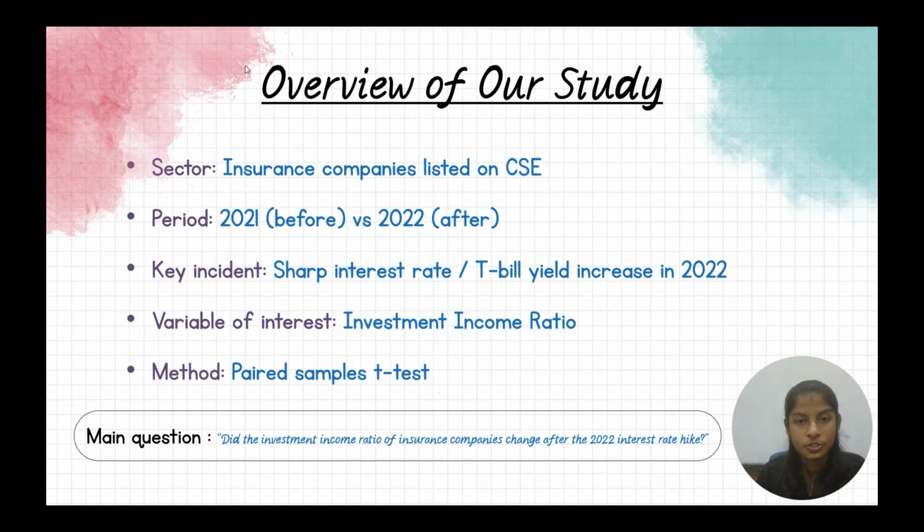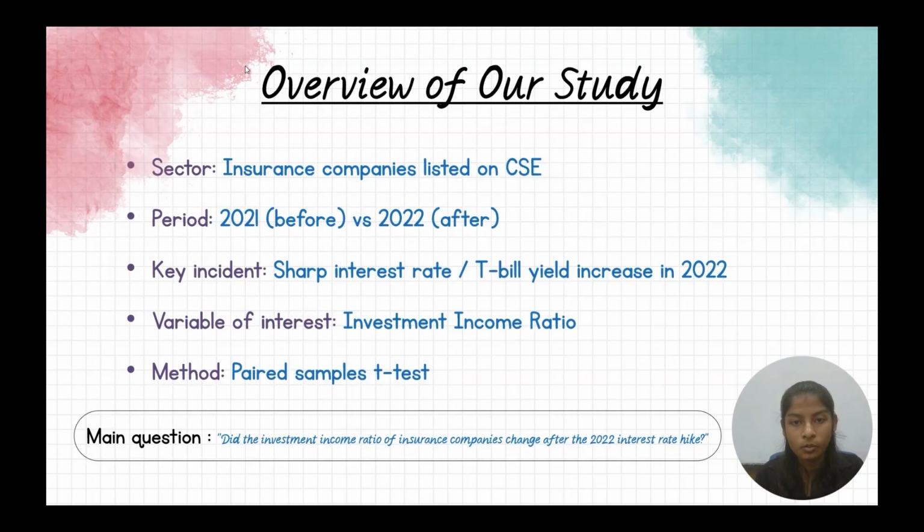In this presentation, we examine how the paired sample t-test can be used to analyze changes over time using real financial data from companies in the insurance sector listed on the Colombo Stock Exchange. We focus on 2 consecutive years, 2021 and 2022. The year 2021 represents the period before a major economic change, while 2022 represents the period after that change.